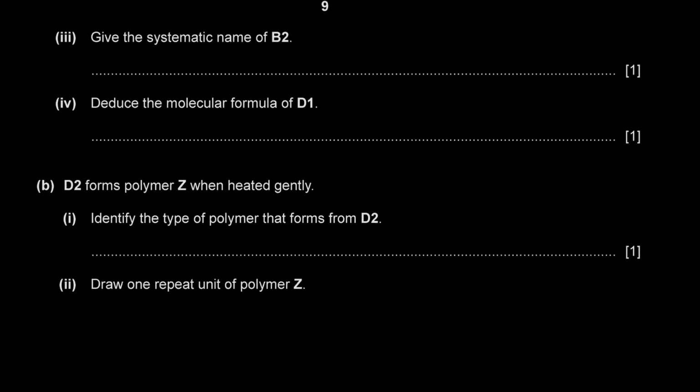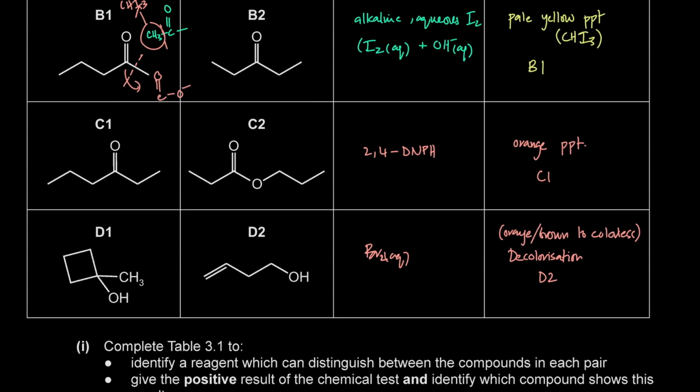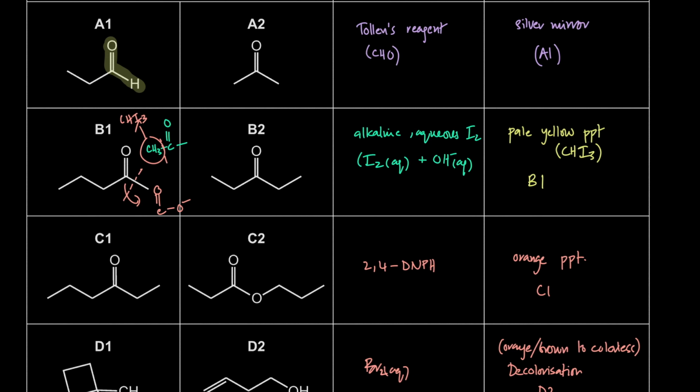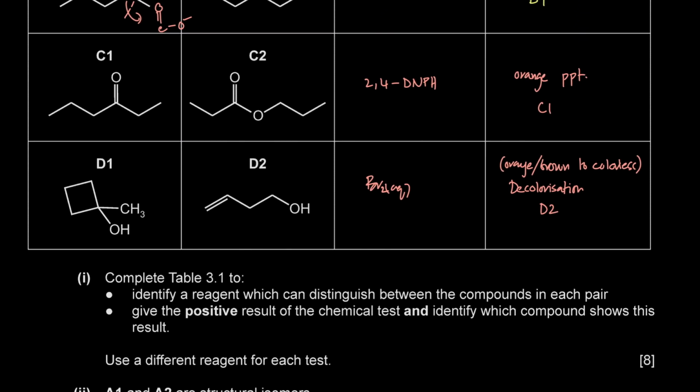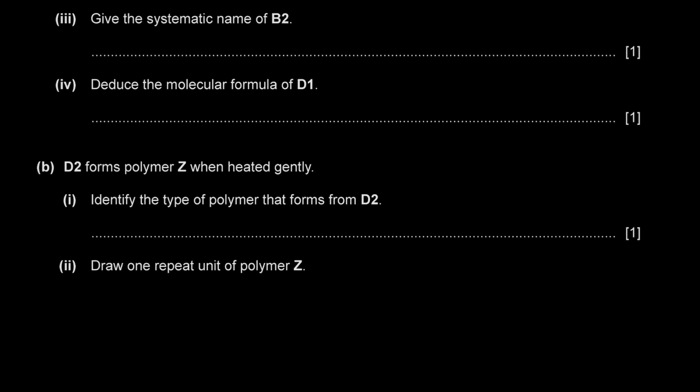Give the systematic name of compound B2. Okay, so what is compound B2 over here? Compound B2 is pentan-3-one. We have a 5-carbon chain, 1, 2, 3, 4, 5. That's pent. All carbon-carbon single bonds, so pentan, and then the C=O is on carbon number 3. Look at it from either side, you'll see that it's carbon number 3. So B2 is pentan-3-one.